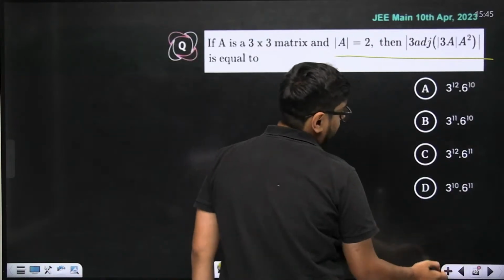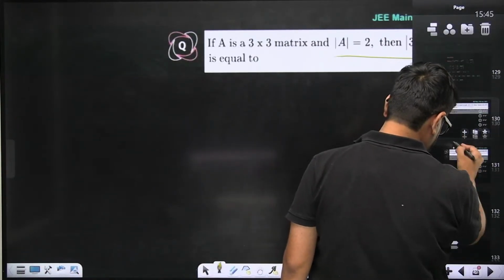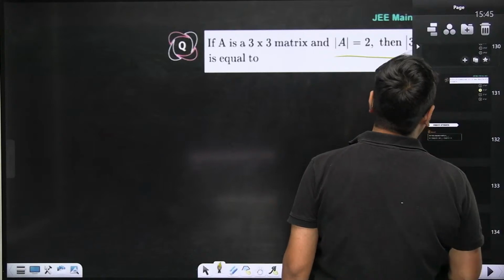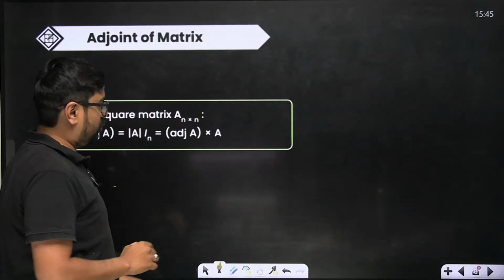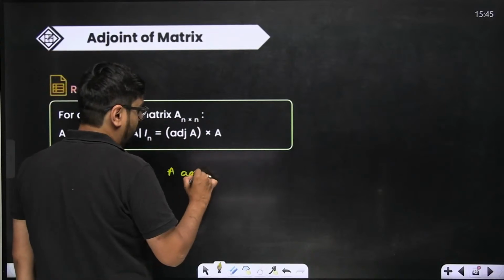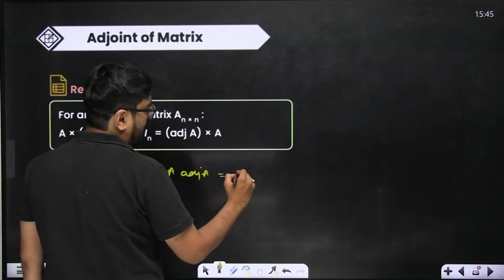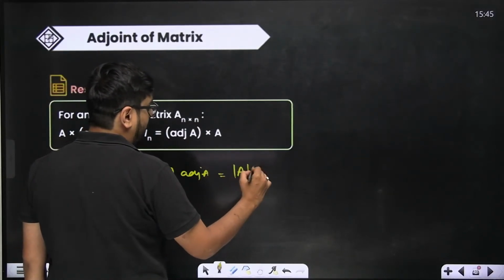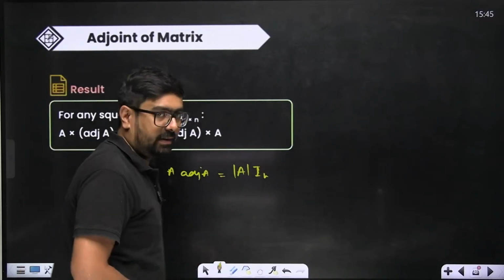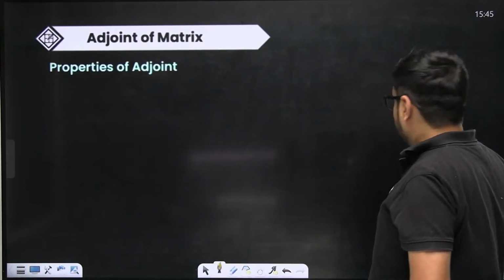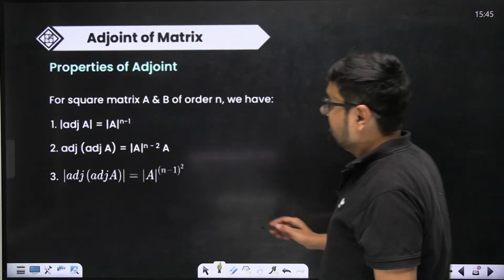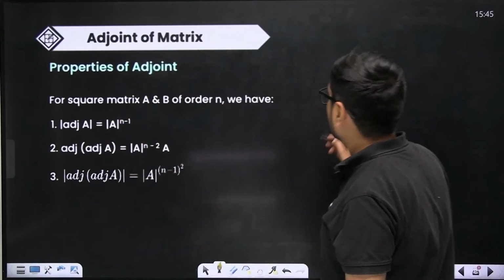Some formulas related to adjoint should be very handy. First of all, A multiplied with adjoint of A is given to you by determinant of A multiplied with an identity matrix of order n. Right? We start from here. Then some properties like these. For example, this determinant of adjoint of A.